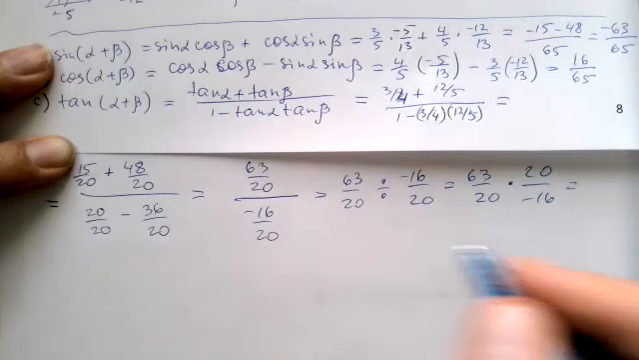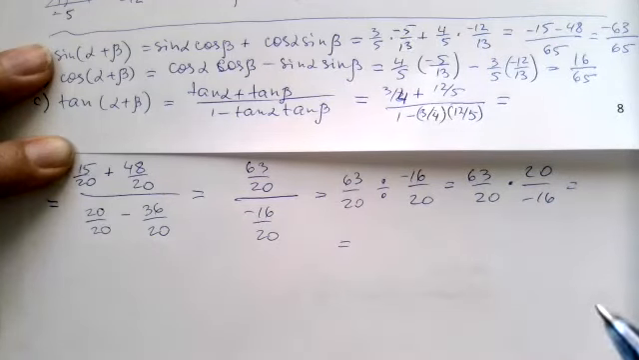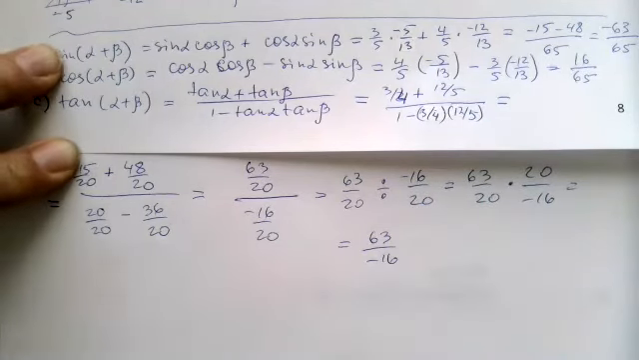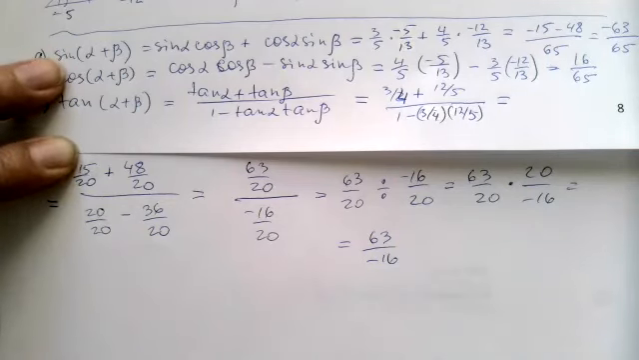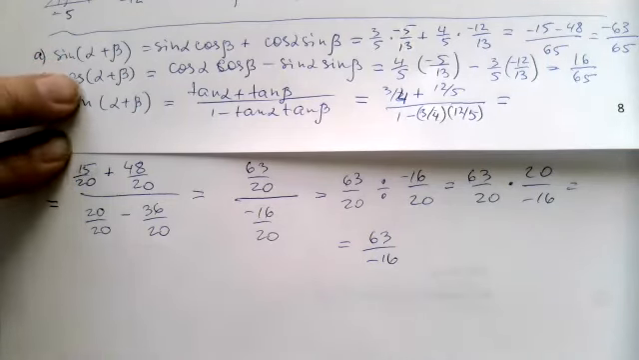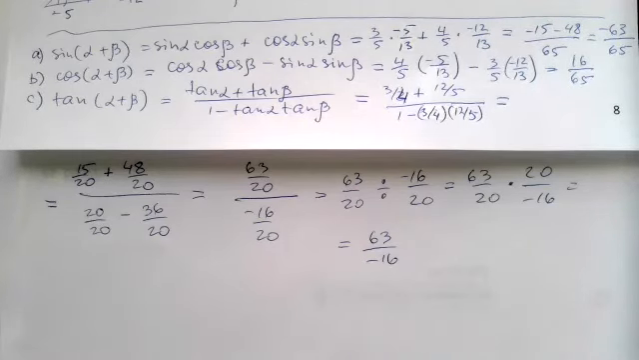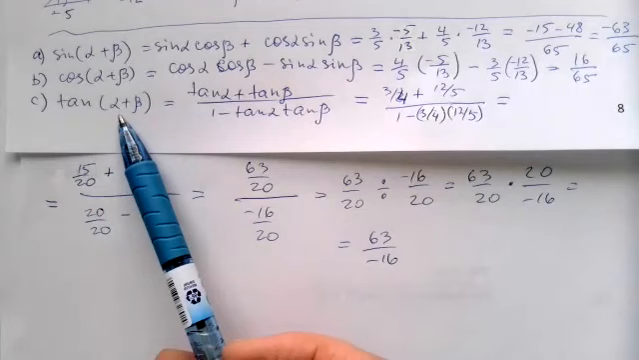So 20 and 20 cancel out, and we're going to have 63 over negative 16. Can that be simplified any further? I don't think so. I think 63 is actually a prime number. So yeah, no, we cannot. And 16 only has factors of 2, 4, and 8, which obviously 63 is not divisible by. Okay, so that's the answer to question C.